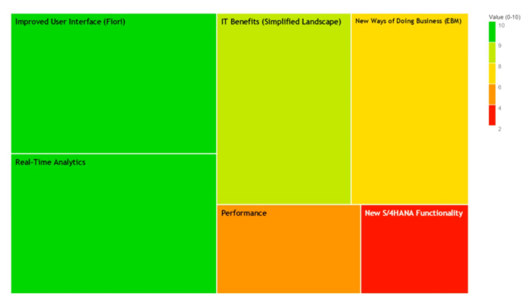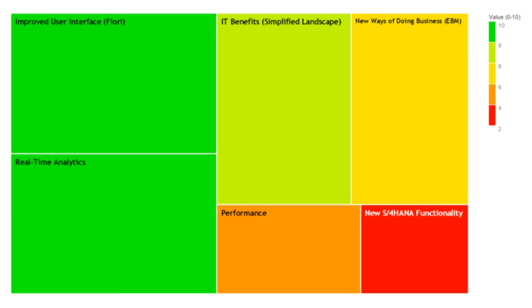And this heat map is just a random heat map that I put together, but this is where you would like to end up, saying what's really important for me is the improved user interface and the real-time analytics. I love the fact that I have a simplified landscape from an IT perspective and all the new ways of doing business. So all of these things are important. Performance is important, but not so much in this particular example.